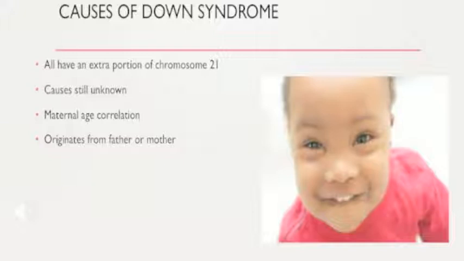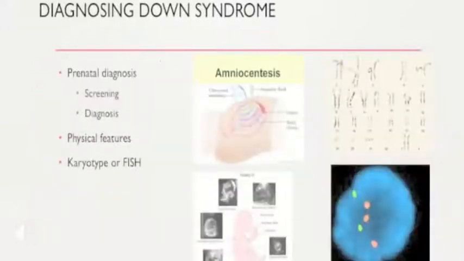All people with Down syndrome have an extra portion of the chromosome 21. However, the cause of this is still unknown. Maternal age is the biggest correlation that we have. However, 80% of Down syndrome babies are born to mothers under 35, just because that's when people are having babies the most. No research has shown any indications of environmental or activities during pregnancy that can lead to this syndrome.